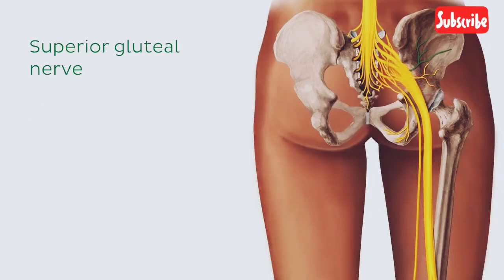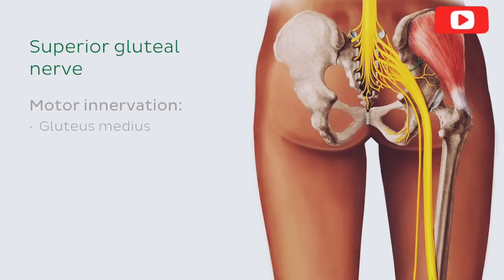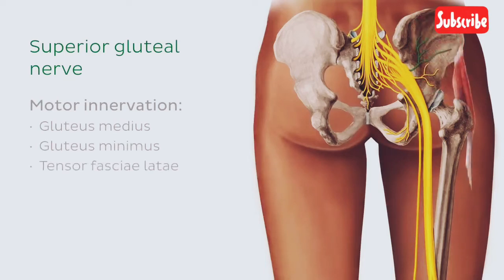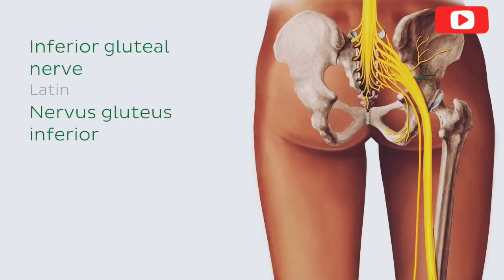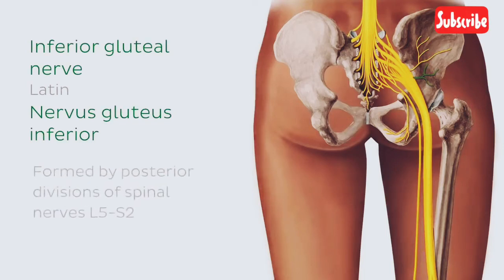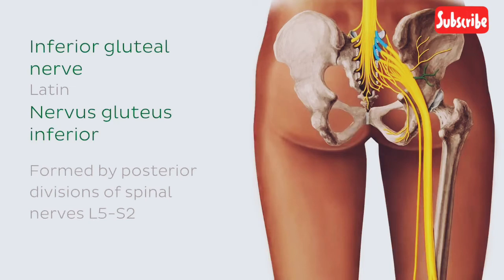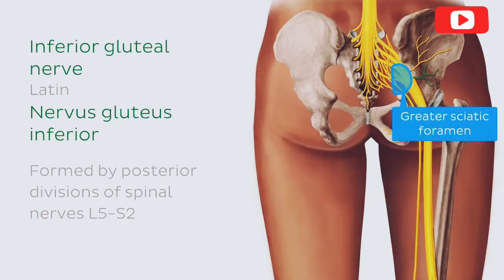The superior gluteal nerve provides motor innervation to the gluteus medius, the gluteus minimus, and the tensor fasciae latae muscle. If we have a superior gluteal nerve, then we must have an inferior gluteal nerve. This nerve is formed by the posterior divisions of spinal nerves L5 to S2, and like its superior sibling, leaves the pelvis via the greater sciatic foramen.